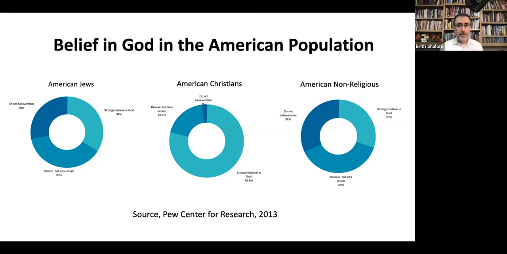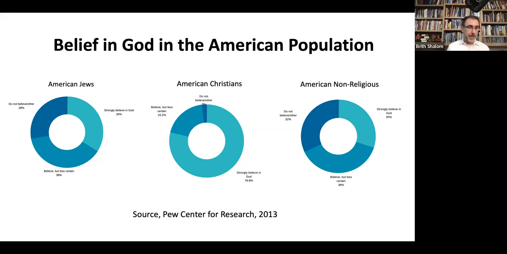It's a little bit small, so I'll read it out. American Jews are on the left. 28% don't believe in God. 38% believe, but are less certain, somewhere on the fence. And 34% strongly believe in God. So that's American Jews. I'm no mathematician, but it's about evenly split. 33% is sort of the average here.